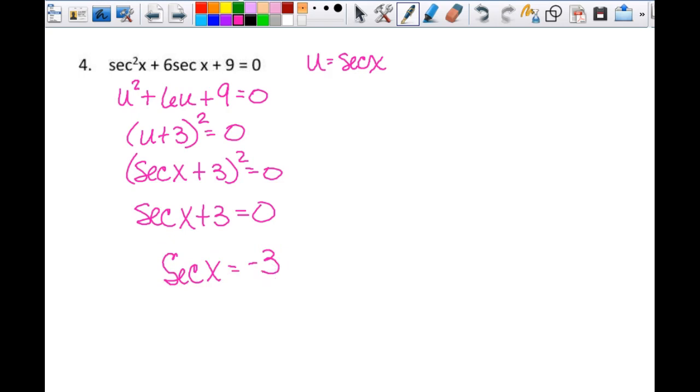All right, well, again, I don't have a secant button on my calculator. But I know that the reciprocal of secant is what? Cosine. So if the secant of x is negative 3, then the cosine of x is what? Negative 1/3. And it's that easy. You don't have to do any work to get it to that point. Okay?